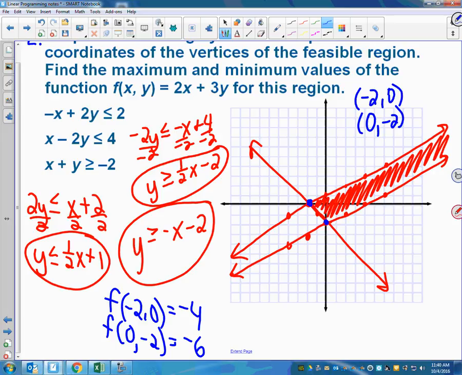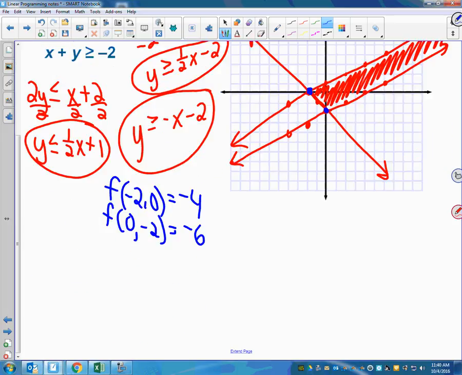So if I know I want the minimum here, that means I want the smallest value, which means that the minimum occurs at (0, -2), and it is -6. This point's just nothing. It's not a maximum, but it's not a minimum either because it's not the smallest value. Questions about that?